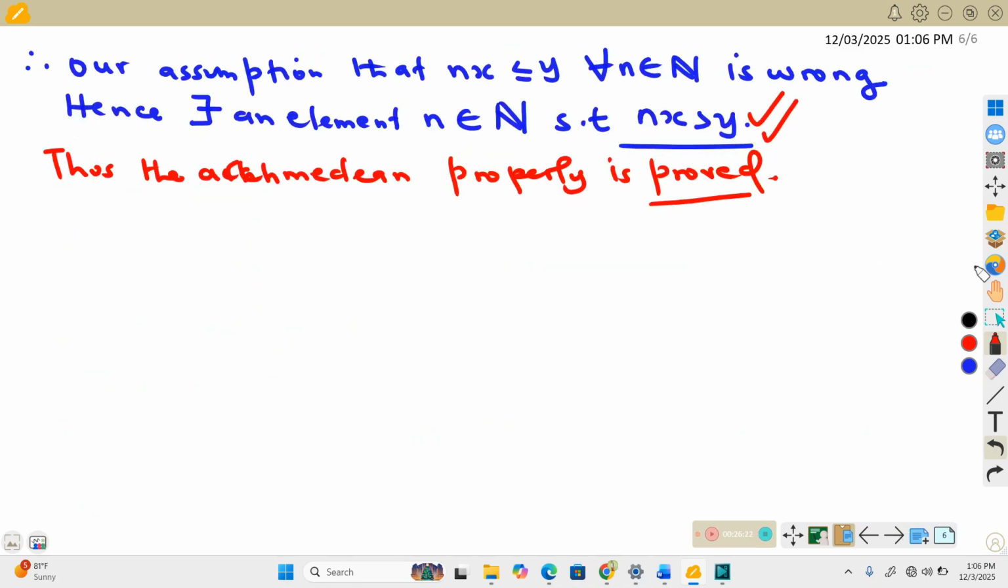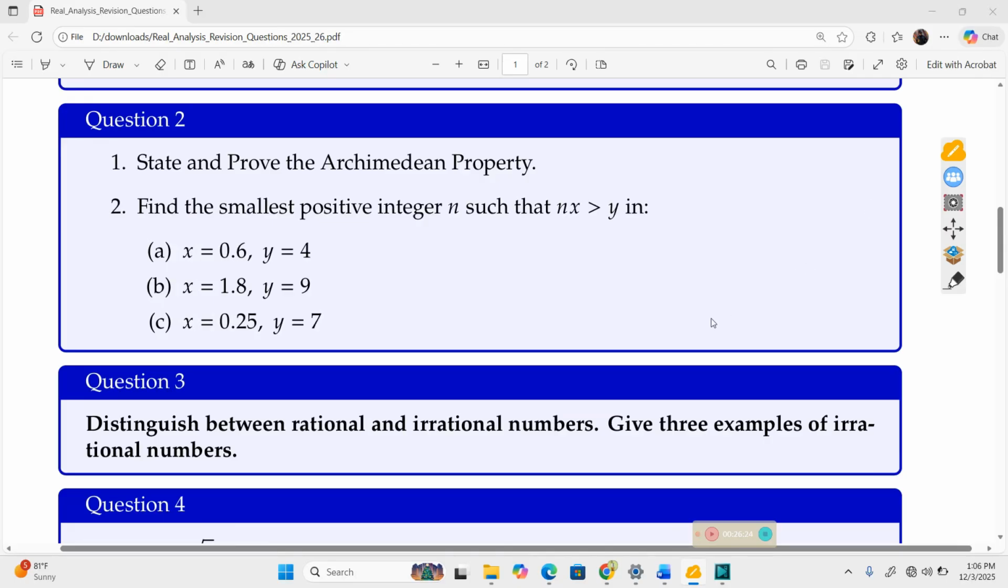Okay, so let us look at the next part: find the smallest positive integer n such that nx is greater than y, in the different cases we are given. This is part of the Archimedean property. So let us look at how best we can get n such that this statement holds.